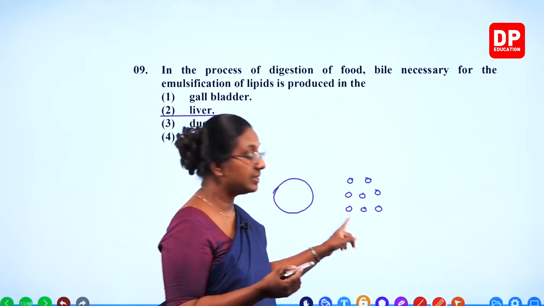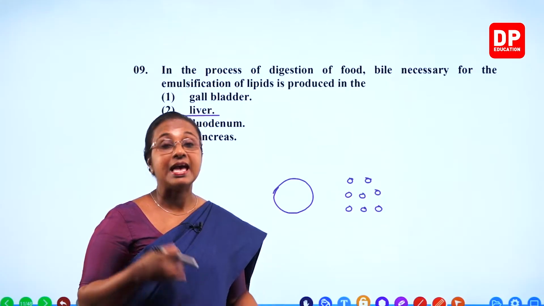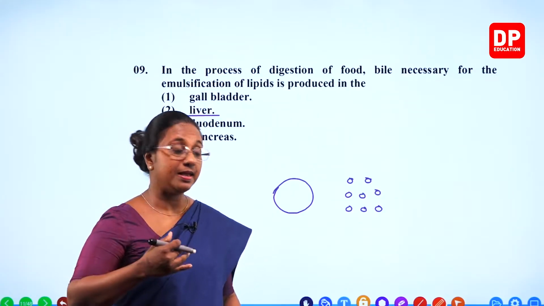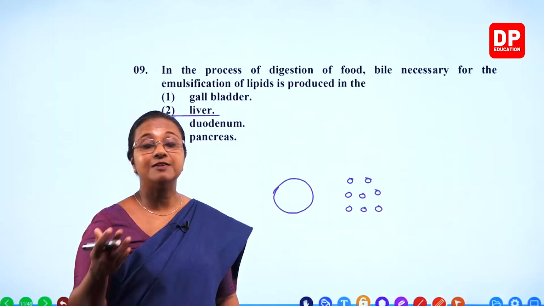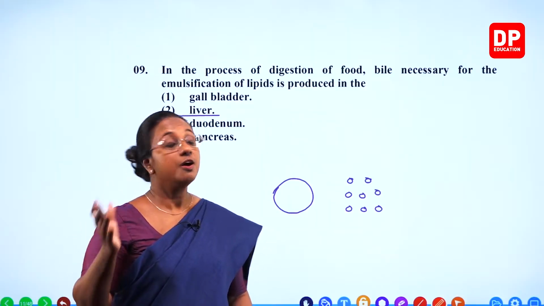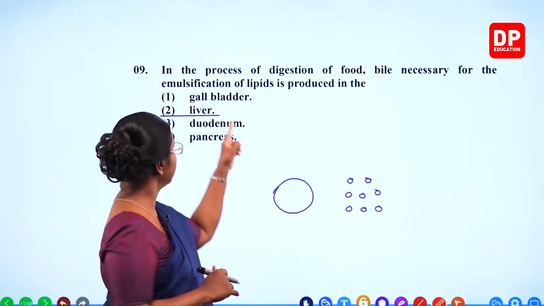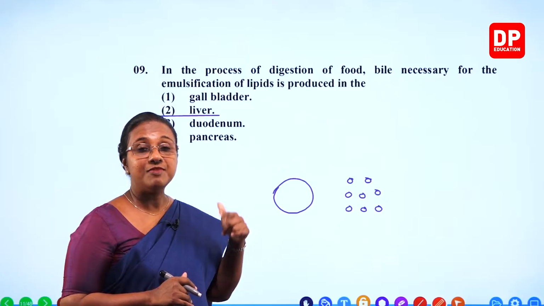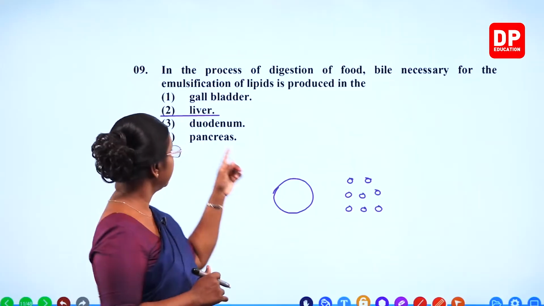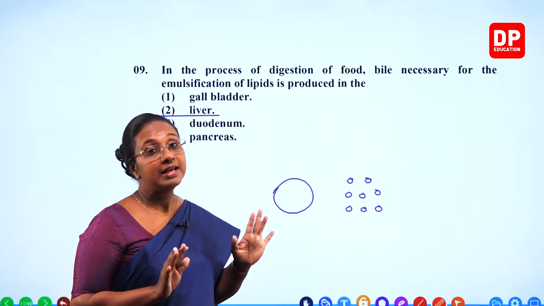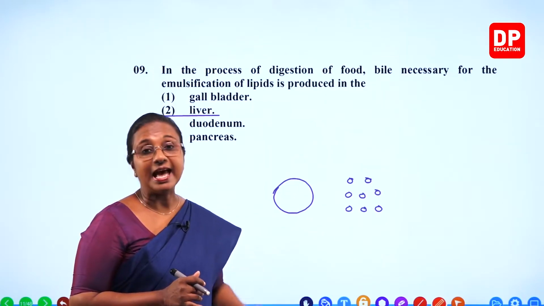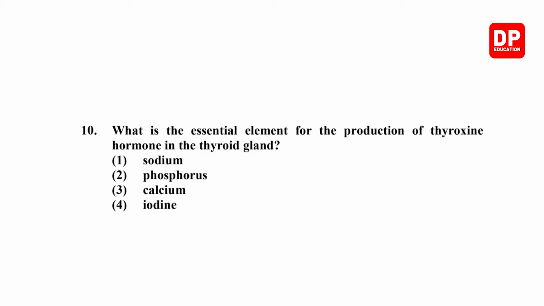So when this happens, the surface area increases and it is easy for the enzyme lipase to act on lipids and convert it to fatty acid and glycerol. For that, liver produces the bile and that is temporarily stored in the gallbladder, and whenever necessary, it is secreted into the duodenum. Is that clear, students? So with that, I'll move on to the next question. Question number 10. What is the essential element for the production of thyroxine hormone in the thyroid gland?